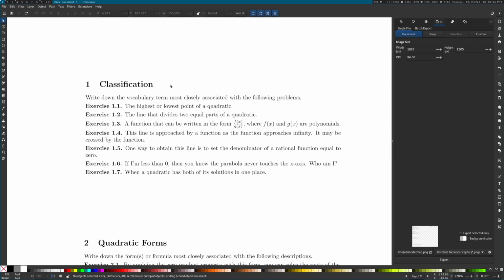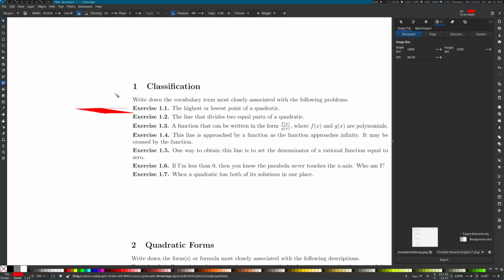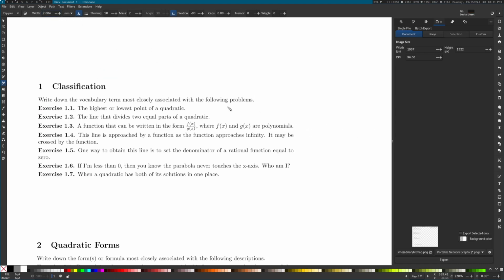Okay, let's start with these problems. These are just going to be some vocabulary questions. Write down the vocabulary term most closely associated with the following problems. The highest or lowest point of a quadratic. Does anyone know what this one is? Vertex? Yep, that's just the vertex. So yeah, this one is just vertex.